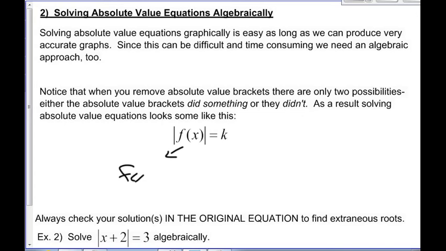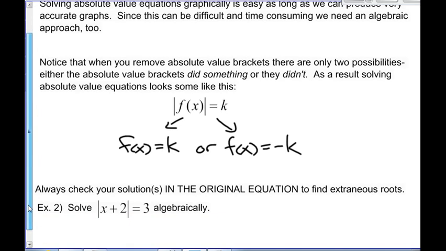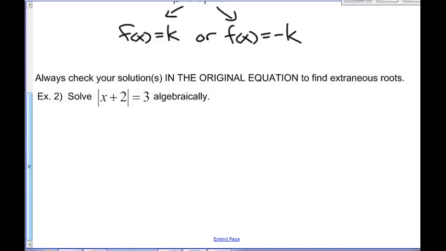Either f of x equals k, meaning the absolute value brackets did nothing to that function. It was already positive. Or they did something, in which case the actual function was the negative of what you want, and the absolute value brackets turned it positive. That idea is going to let us solve without producing graphs. So I'll show you what I mean in this one. We should always check our answers, though, for absolute value.